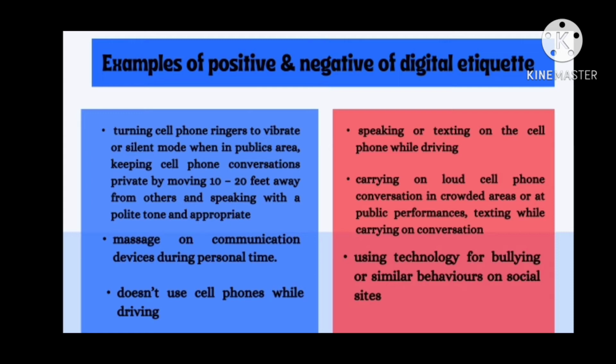But the negative examples of digital etiquette: number 1, speaking or texting on the cell phone while driving. Number 2, carrying on loud cell phone conversations in crowded areas or at public performances, or texting while carrying on a conversation. Number 3 is using technology for bullying or similar behavior on social sites.